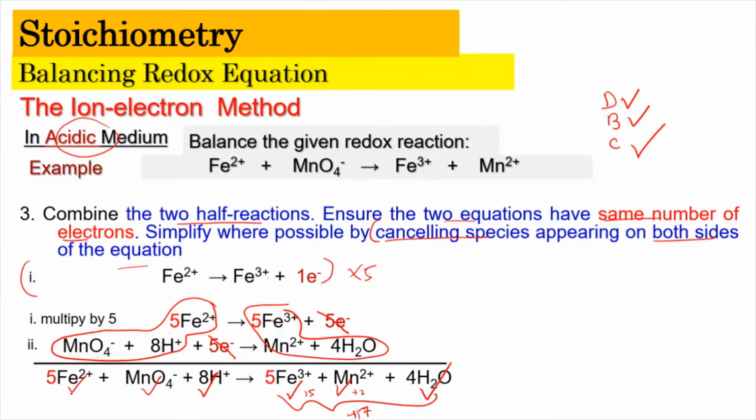Okay, same goes to here. We have 5 times 2 plus 10, negative 1, and then 8 plus. So the overall charges here are going to be plus 17 as well. So it's going to be balanced on both sides.